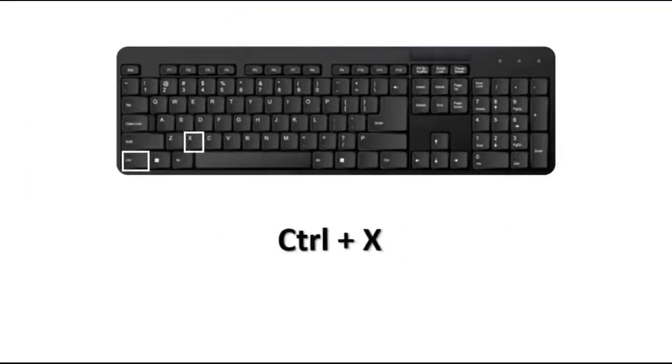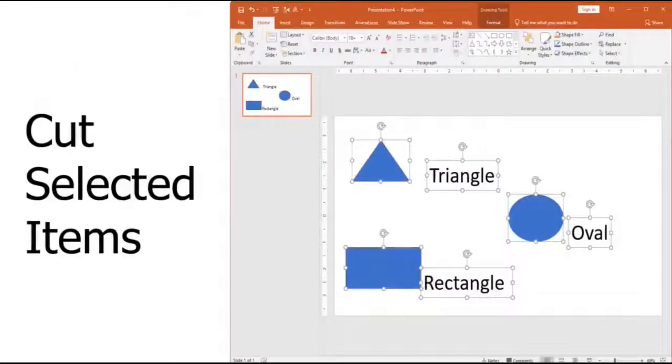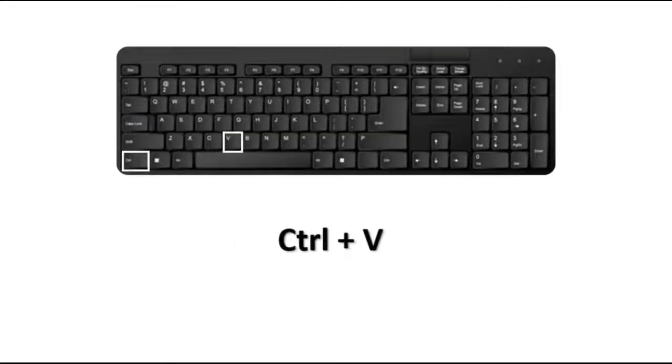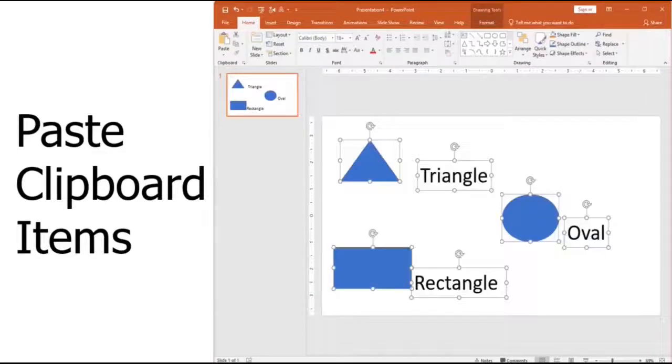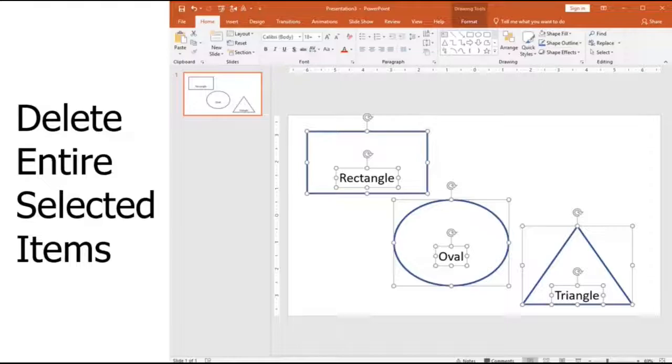Press Ctrl X to cut selected items. Press Ctrl V to fetch clipboard items. Press the Delete key to delete entire select item.